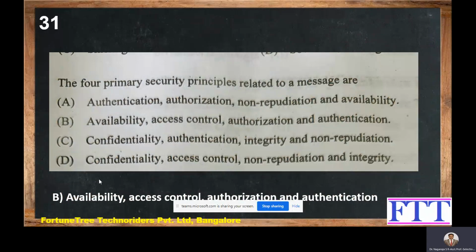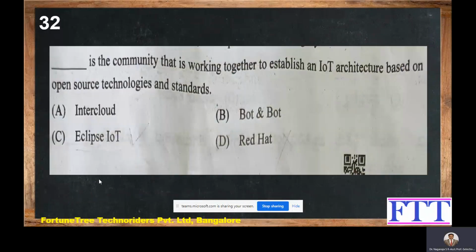Move to 32. Dash is the community that is working together to establish an IoT architecture based on open source technologies and standards. Option A, Intercloud. Option B, Bot and Bot. Option C, Eclipse IoT. Option D, Red Hat. So the right answer is option C, Eclipse IoT.